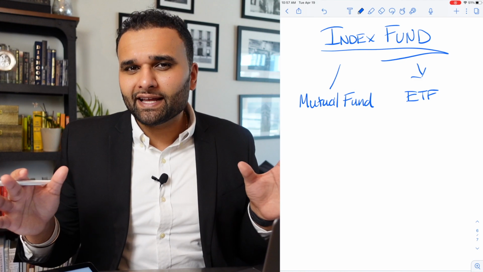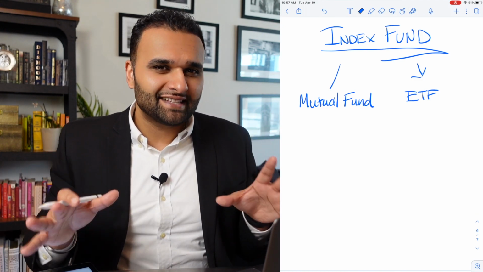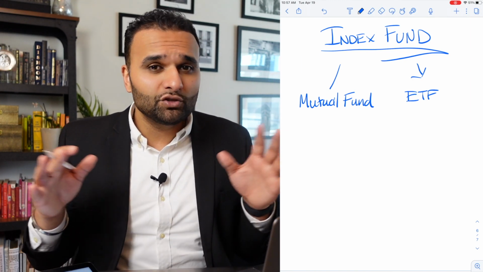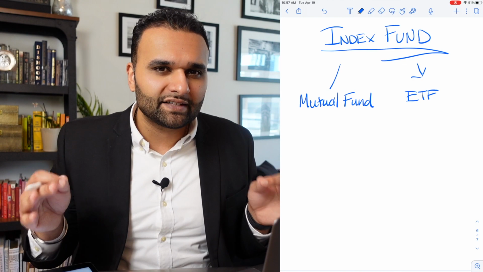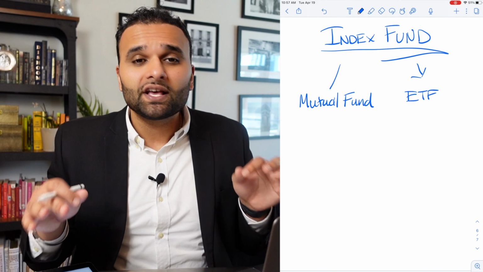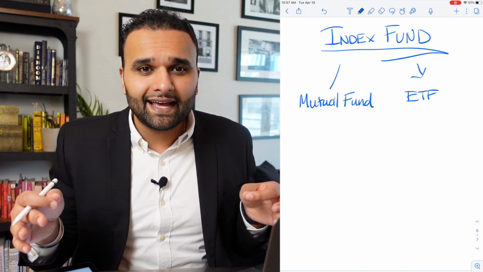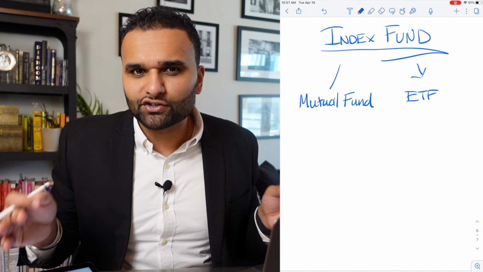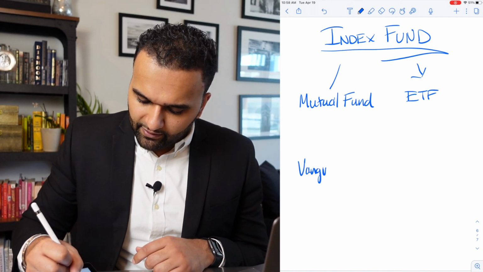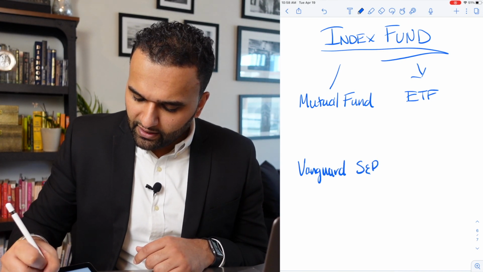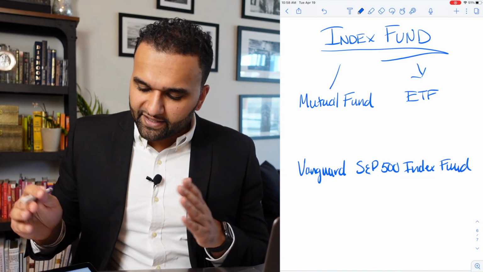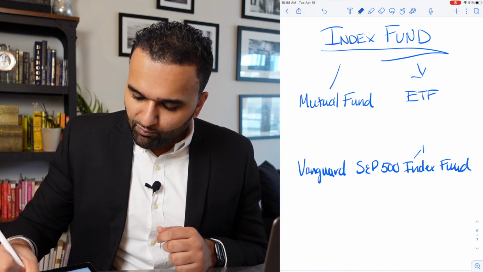And the best way to explain this is to use an example. And the best example that I can think of is the Vanguard S&P 500 Index Fund, because to my knowledge, it's the most popular index fund on planet Earth. Now, it's an index fund that, as the name suggests, invests in the S&P 500 index, which consists of the 500 largest companies in the United States. Now, in this example, let me just spell this out, the Vanguard S&P 500 Index Fund. This Vanguard S&P 500 Index Fund is the product.